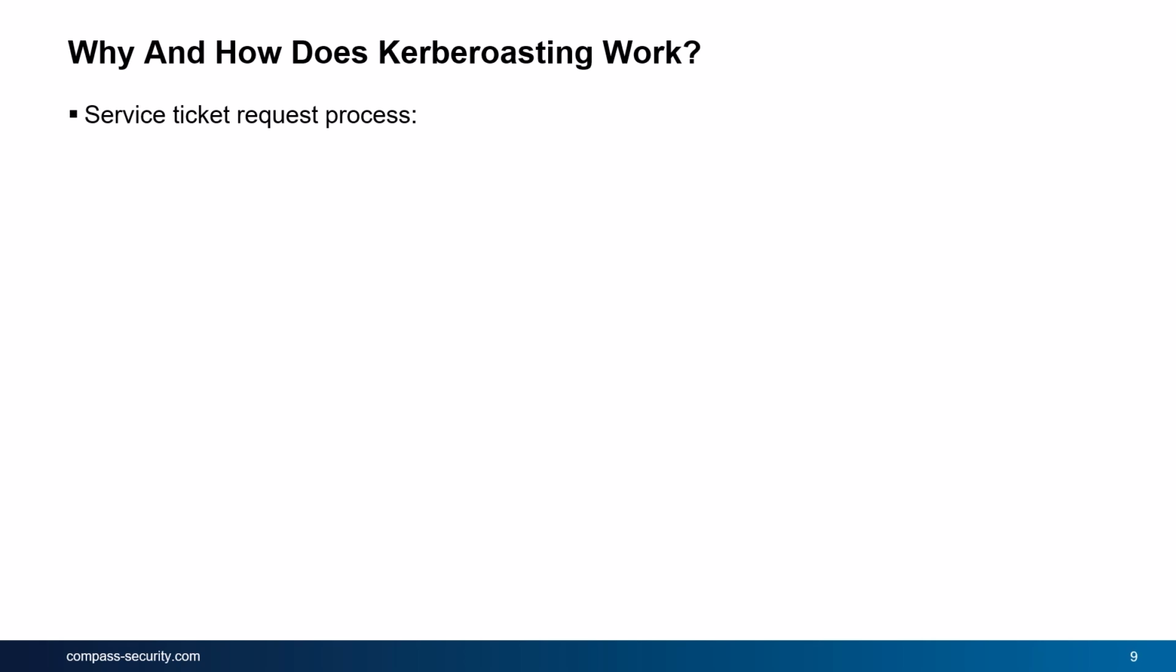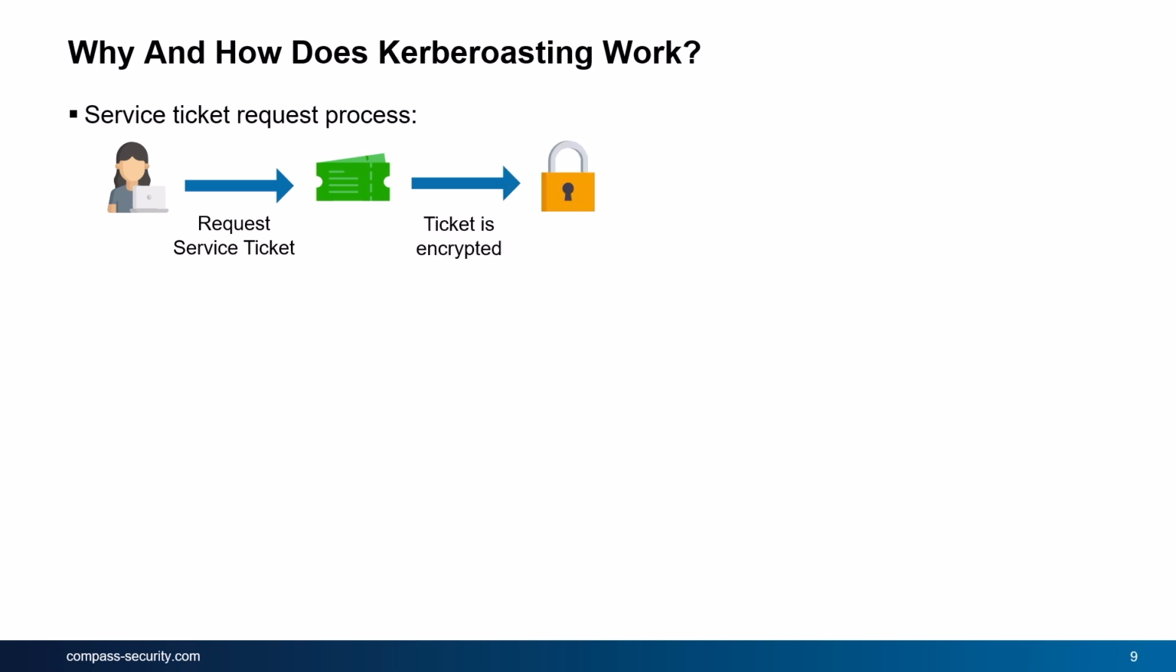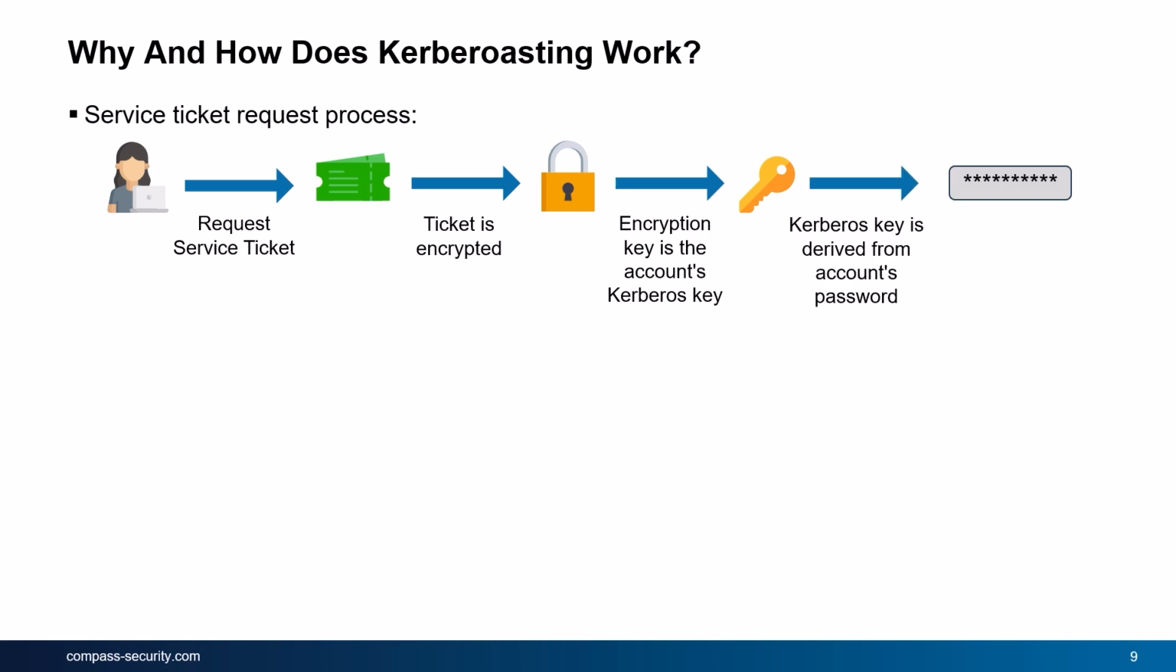Now, how exactly does Kerberoasting work, and why does it work? If we look again at how service tickets are created, it goes like this. We as a user request a service ticket. This ticket is encrypted as we've just seen, and the encryption key used to encrypt this ticket is the Kerberos key from the target account that is associated with this service. So as we've seen before, that could be the SVC IAS account, for example. And the key itself, the Kerberos key material, as we already learned in the first part of the series, is derived from the account's password.